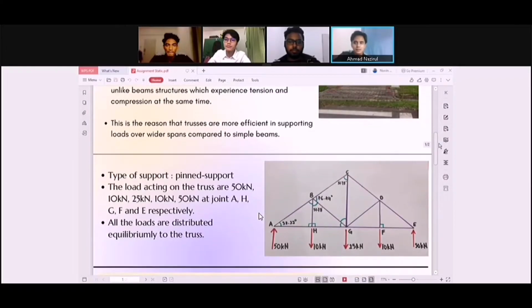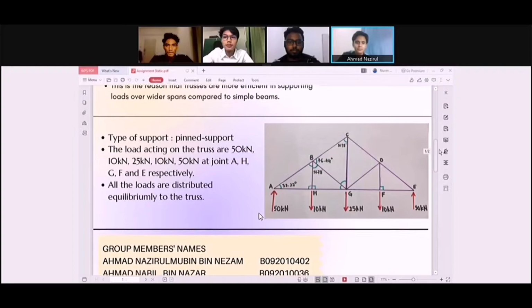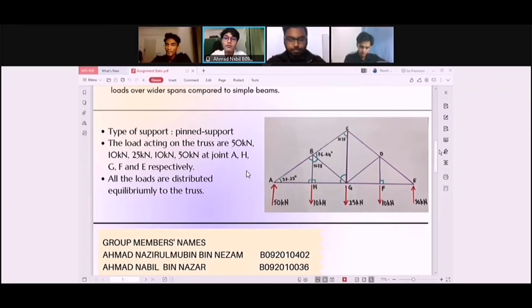So next, Nabil. As you know, there are three types of support, which are pin, fixed, and roller. In this type of structure, the type of support is pin support. A pin support can resist both vertical and horizontal forces, but not a moment. They will allow the structural member to rotate, but not to translate in any direction. Many connections are assumed to be pin connections, even though they might resist a small amount of moment in reality.